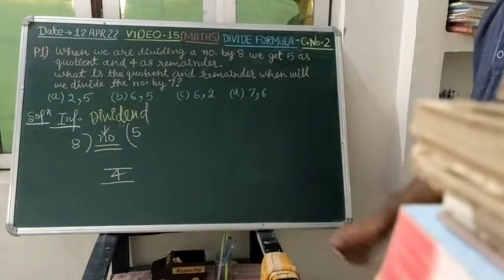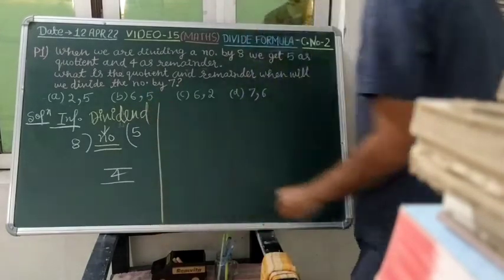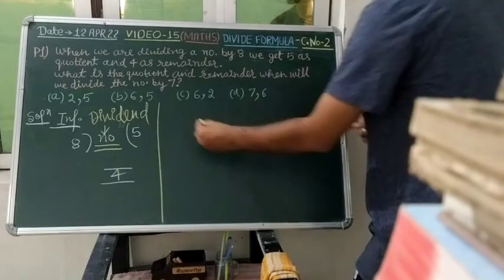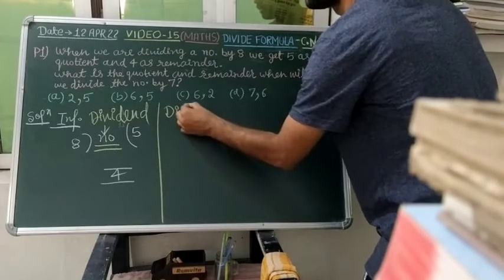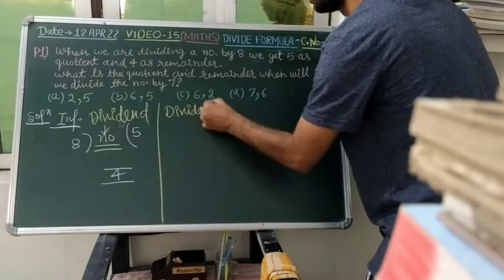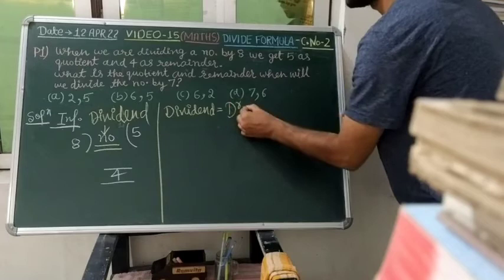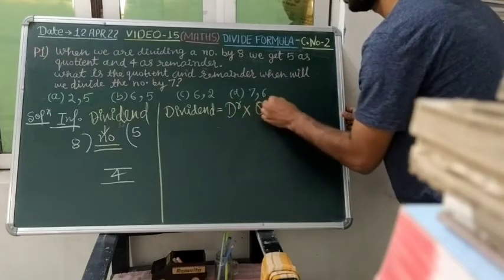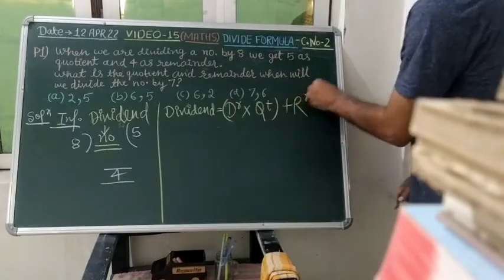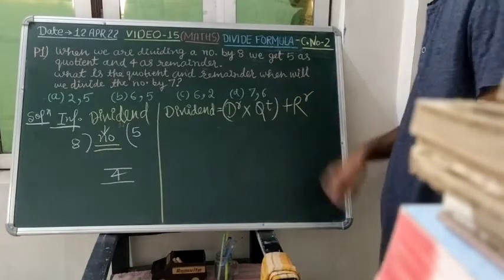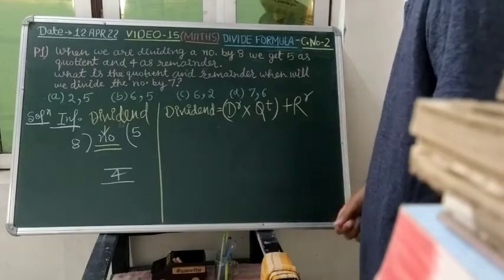And we know the divide formula. The divide formula is dividend is equal to divisor into quotient plus remainder. It is the formula which I have discussed, and you must remember this formula.